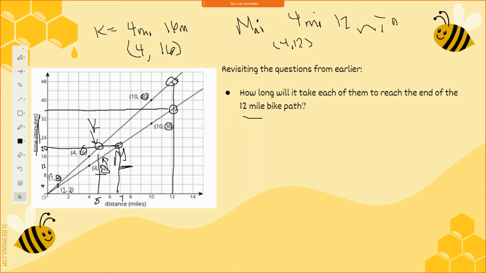Okay, so that's 4, 8, 12, 16, 20, 24, 28, 32, and 36 for the first line. Since this first line we already determined was Mai, that means Mai is 36 minutes. Okay, then I have to go across for Kieran. And when I do that, I get 48. So in order to finish the 12-mile ride, it took Mai 36 minutes and Kieran 48.